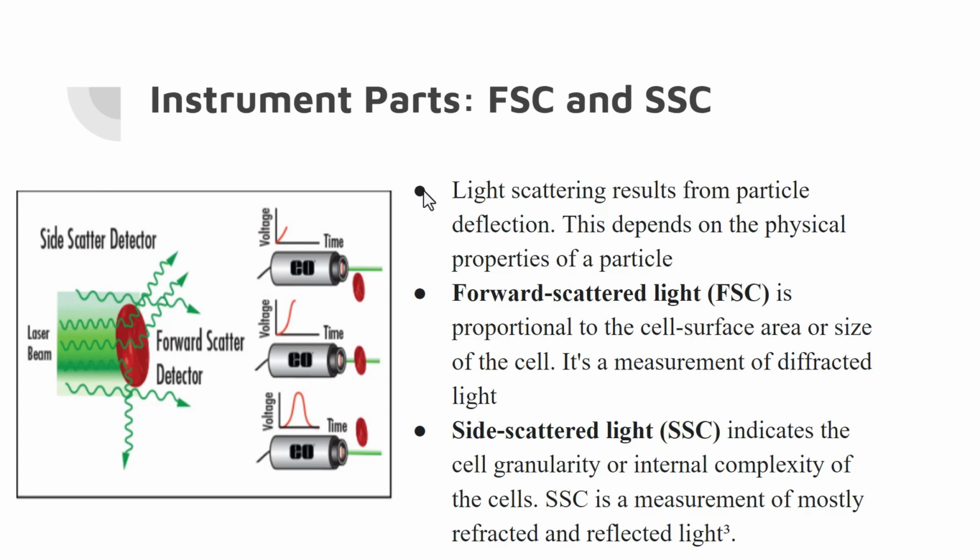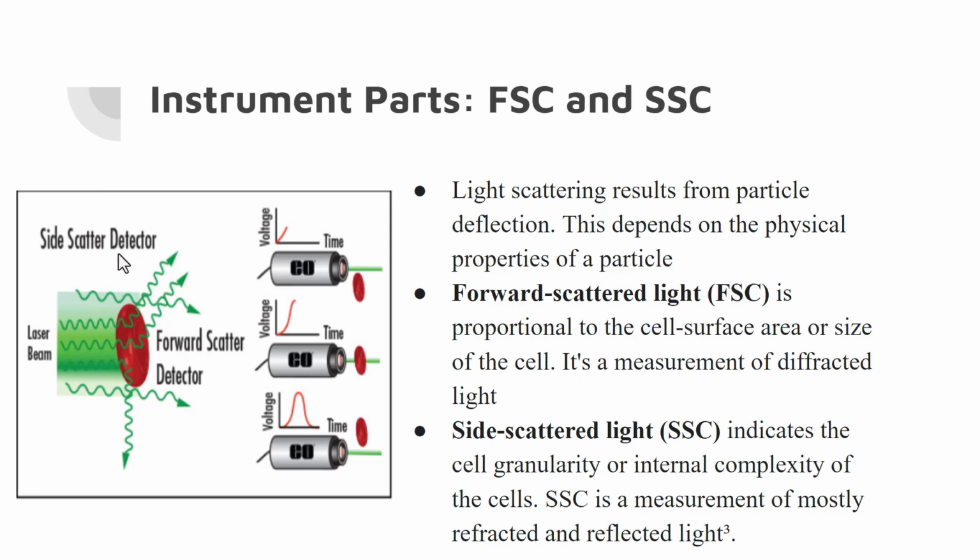So continuing with the optic system, we're going to be talking about two different kinds of detectors. The first detector will be the FSC, forward scattered light, and then the side scattered light, the SSC. So remember, light scattering results from particle deflection, and this is going to depend on the physical properties of the particles being inserted into the machine. The forward scattered light detector, FSC, is proportional to the cell surface area or size of the cell. It is a measurement of diffracted light. Side scattered light detectors, SSC, indicate cell granularity or internal complexity of the cells being put into the machine. SSC is a measurement of mostly refracted and reflected light, so that's how it's going to differ from the FSC.